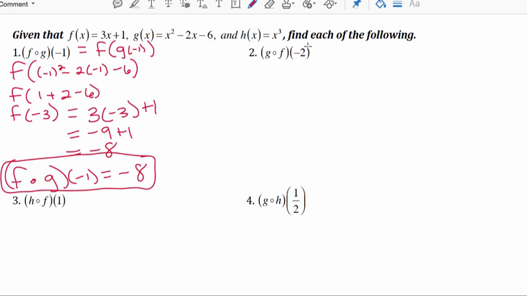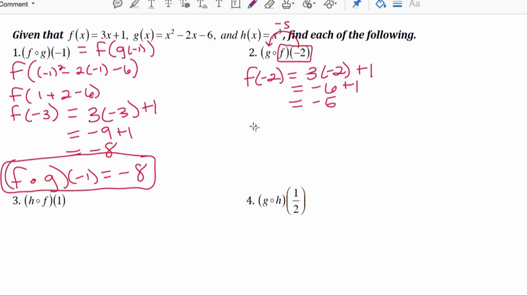I am going to first calculate out separately f of negative 2, and then I'm going to take that answer and plug it into g later. So first, the inner function all by itself, f of negative 2, and that looks like 3 times negative 2 plus 1, which is negative 6 plus 1, which is negative 5. And then after I get that negative 5, then I go ahead and put that answer into g. So now we'll do the outer function g with the negative 5 substituted in.